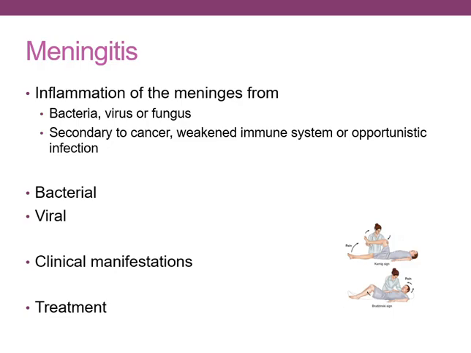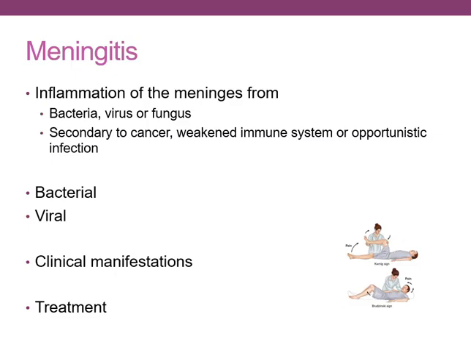All right, so let's talk about meningitis. This is inflammation of the meninges, which cover the brain and the spinal cord, and it can be from bacteria, viruses, or fungus. It can also be secondary to things like cancer or anything that weakens the immune system. So HIV, or an opportunistic infection, which is in patients who have AIDS, and we will talk about HIV and AIDS in a week or so.